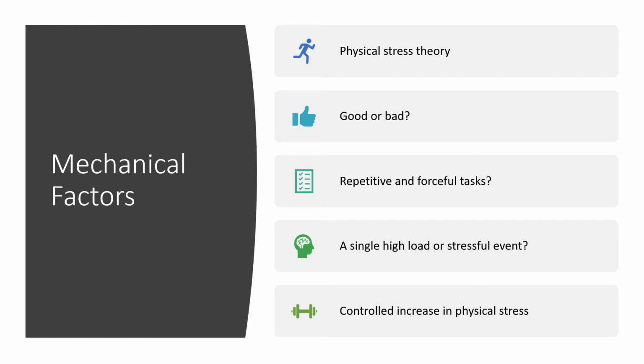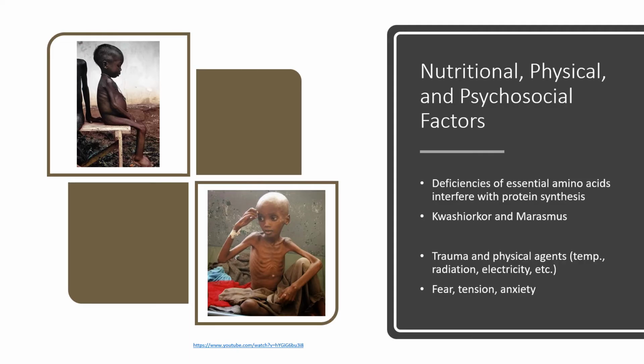So remember, as physical therapists, you're helping someone who's come off of some injury most of the time. You're helping them get back to normal form, so it's really important to do a controlled increase in physical stress. There are also nutritional, physical, and psychosocial factors that contribute to cellular injury. Even though you may not see these two conditions that are depicted on the screen in the clinic in North America, if you ever do any pro bono clinic work overseas, you may see them.